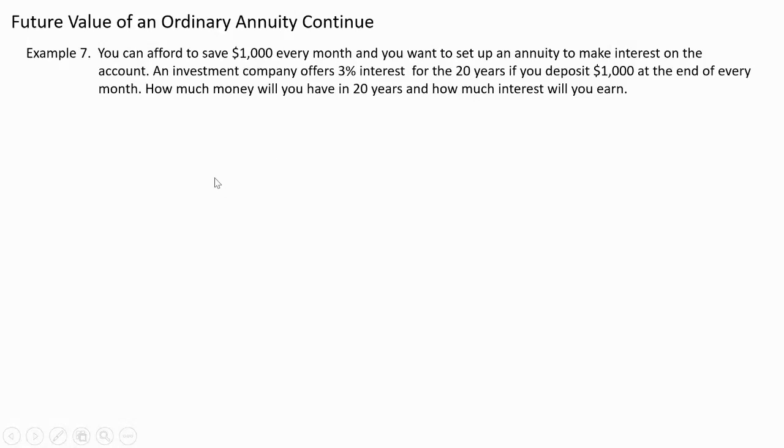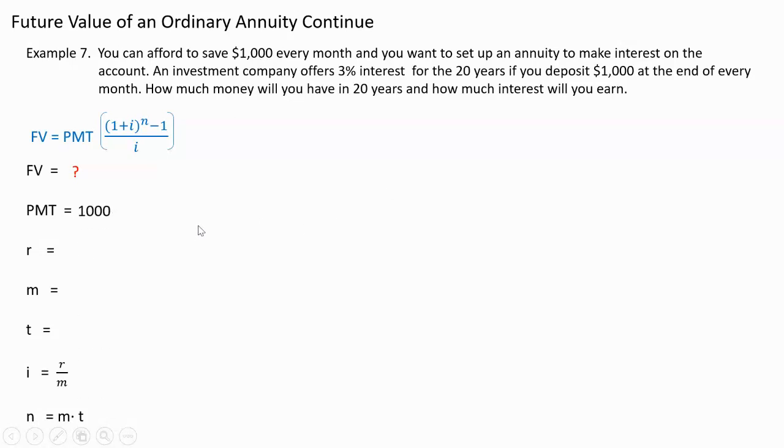Okay, now let's see what we need to do here. So that's my formula. You can afford to save $1,000, right? So we're looking for the future value, because it says how much money will you have in 20 years. And then also how much interest will you earn? So the payments are going to be $1,000 per month. And the interest rate is going to be 3%. So 3% will be 0.03 as a decimal.